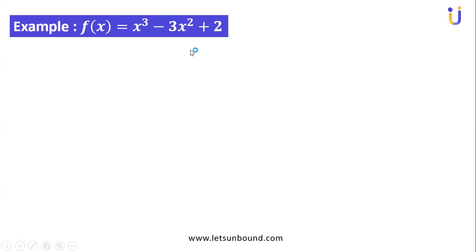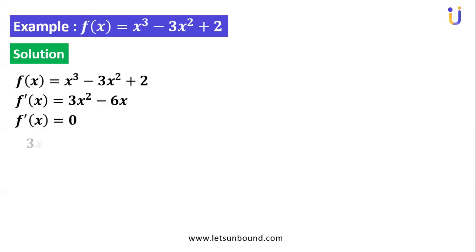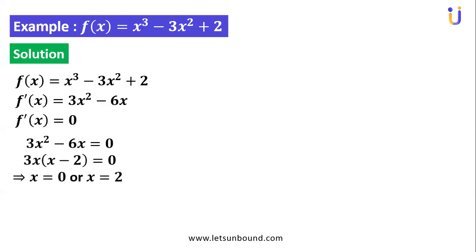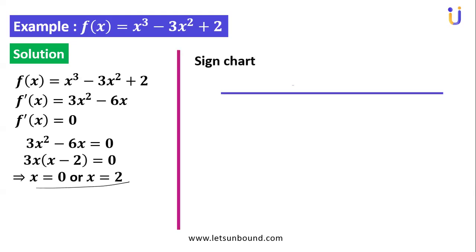Let's analyze the behavior and find what the local extrema are over here. So solution: finding critical points and drawing the sign chart. Let's quickly do it. f dash of x equal to 0, solve for it. Your critical points are ready. Now coming to the sign chart. Draw the horizontal line, mark your critical points 0 and 2, and make sure you write them in order. Then plug in values. After 2, you can plug in 3, and it's the sign chart of f dash of x, not f of x, right?